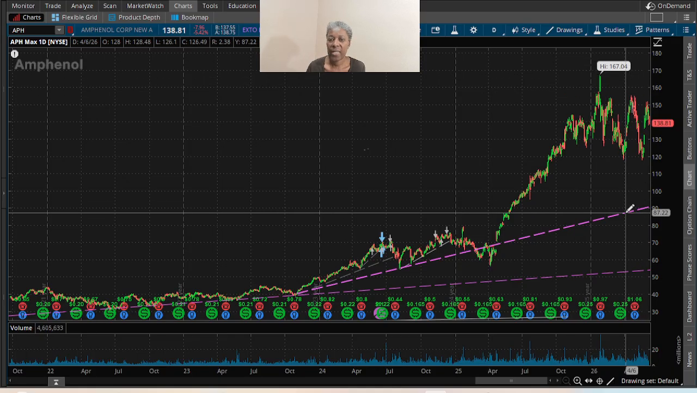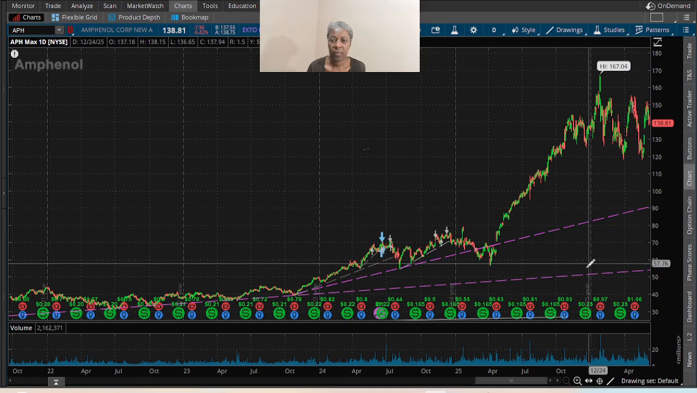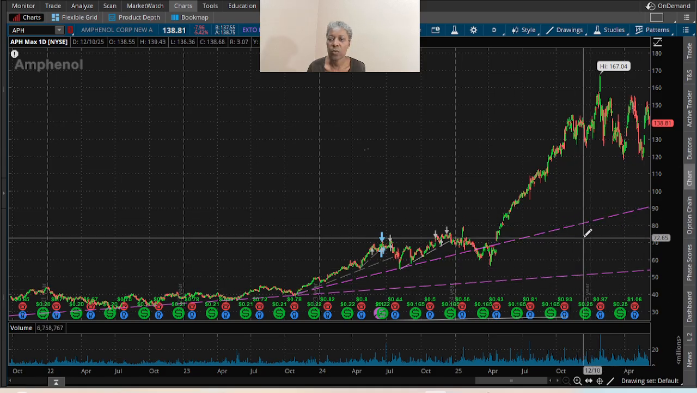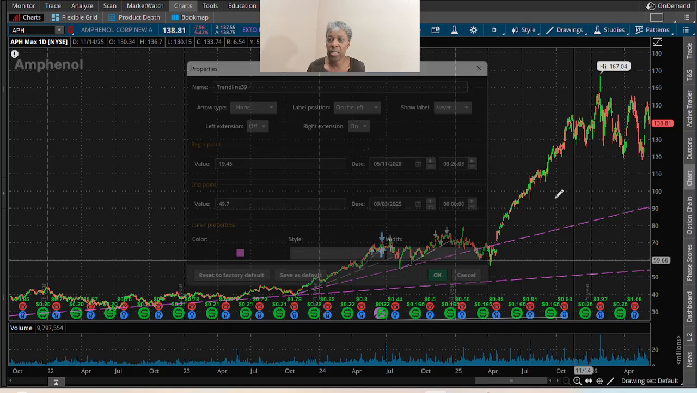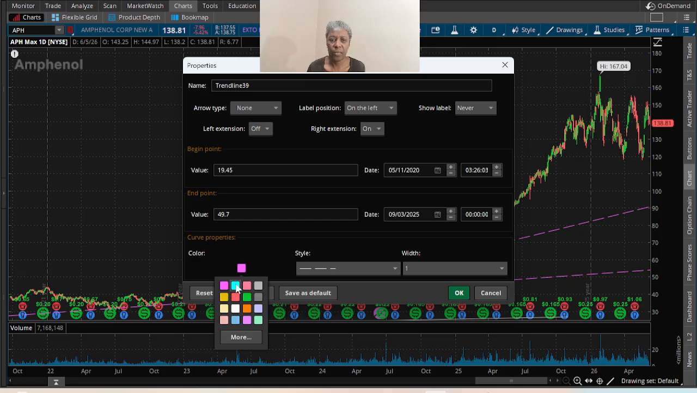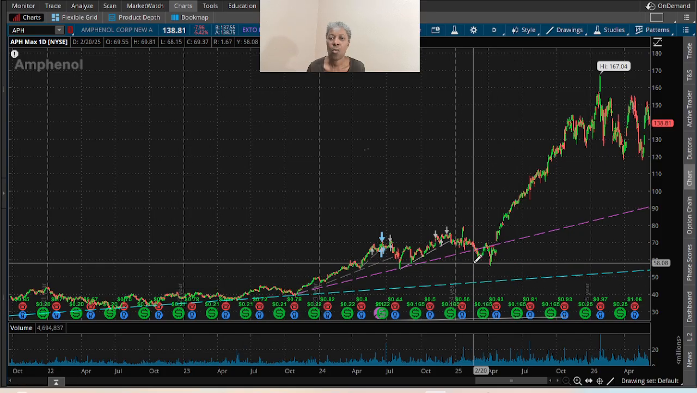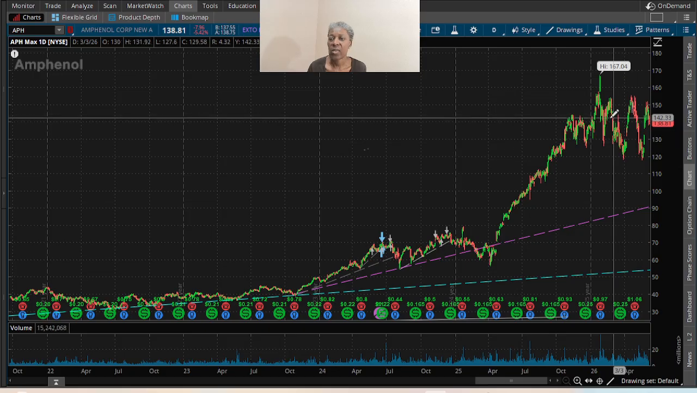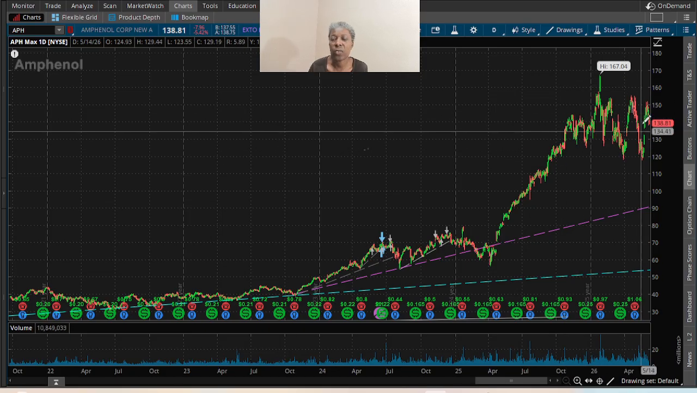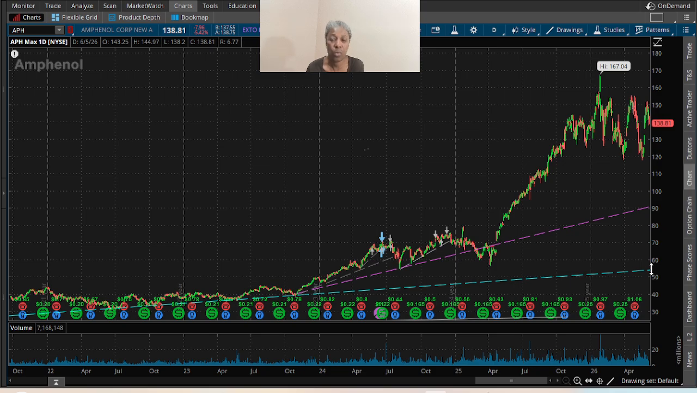We like to buy it at either one of these support lines, and I will pick this one to be my preferred one, but I'll keep an eye on this one as well. But right now it is around the peak of the mountain. It's nowhere near where we like to buy, so we'll keep waiting on it.